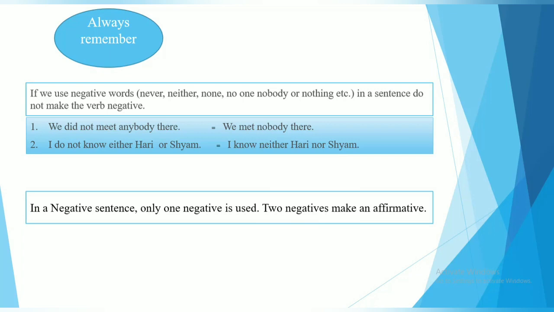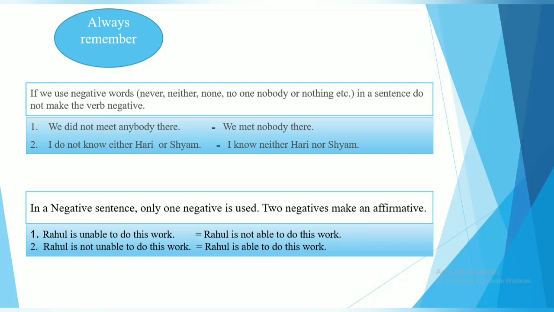Now let's see. In a negative sentence, only one negative is used. In English, we used to say two negatives make an affirmative. Here are the examples. Rahul is unable to do this work. The same meaning is here: Rahul is not able to do this work. So there is only one negative word everywhere.